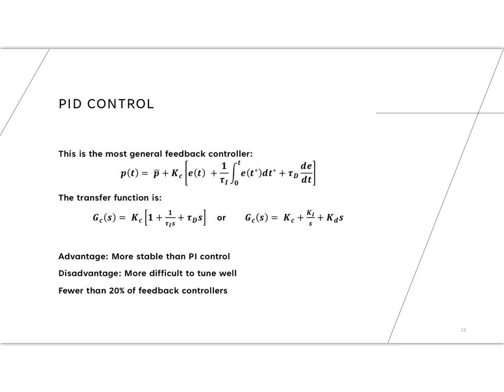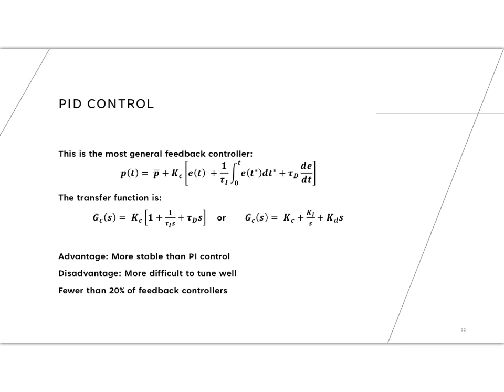but PID control is going to be fairly common, okay? It's on the order of 20% of the feedback controllers. It is going to be complicated to tune because we have the Kc, we have the tau I, and we have the tau D. And both of the tau I and tau D are going to be multiplied by Kc, so you're going to need to tune these, and they're going to affect each other. Okay.